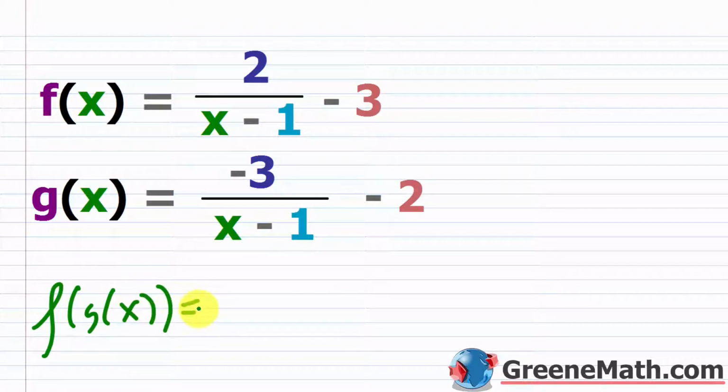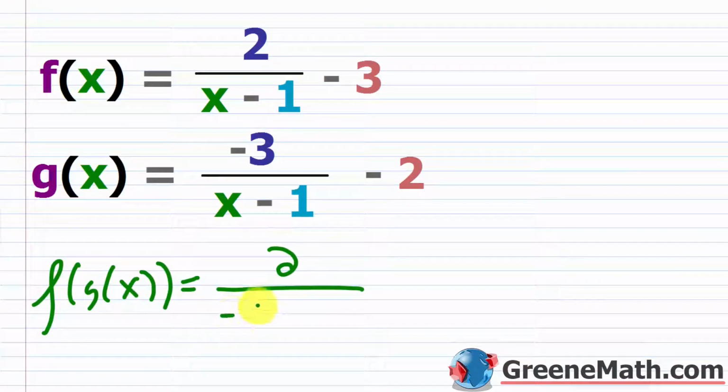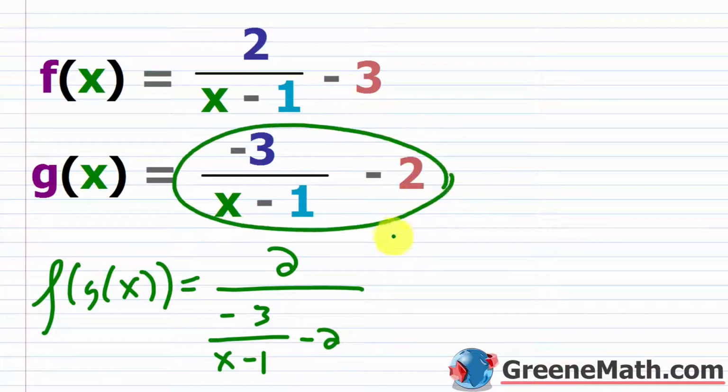Okay, this equals what? Well, I'll have 2 over, where I have an x here, I got to plug this whole thing in. So be really careful with this. So I'm going to do negative 3 over x minus 1 and then minus 2. So this whole thing right here got plugged in right there. Okay, you see that.